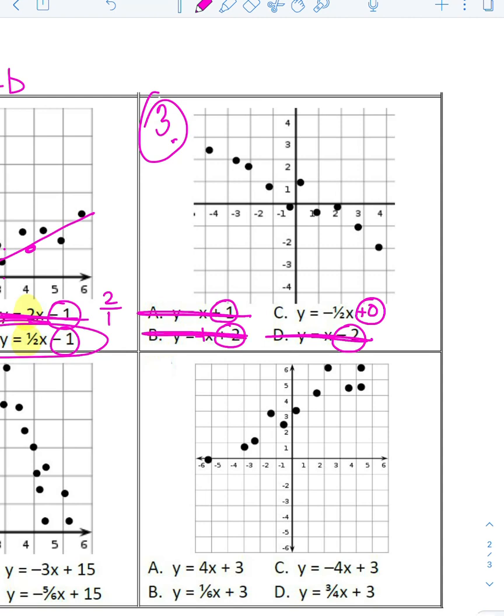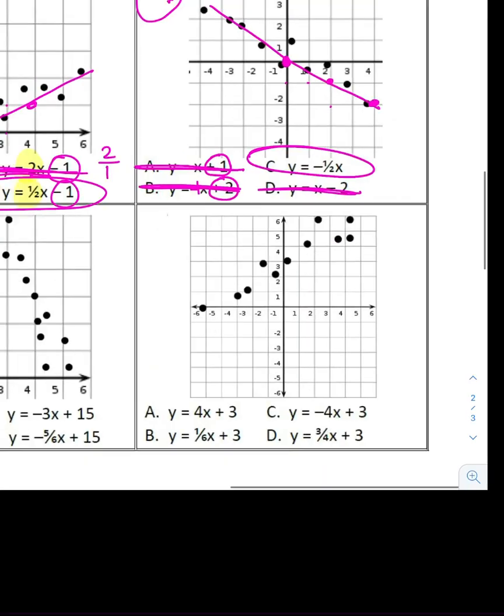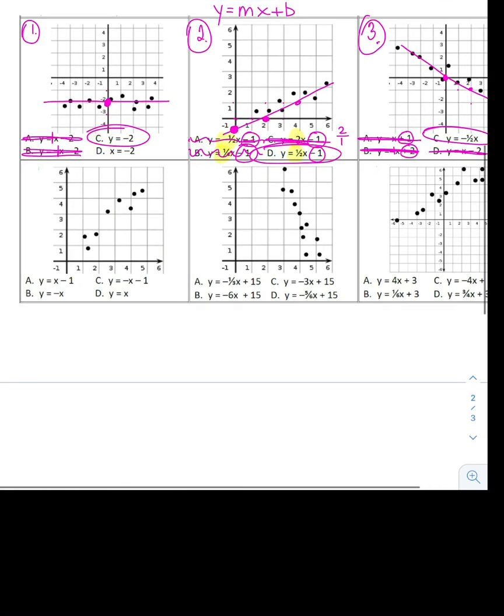Now let's look at C. Start at 0, 0. The slope is negative 1/2, so that means I go down 1, run 2. Down 1, run 2. And look at that. That line pretty much matches my dots. So that's why my answer for this one is C. Let's do a few more.